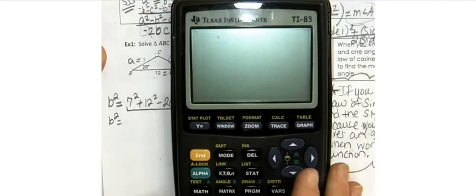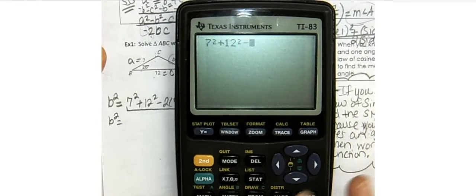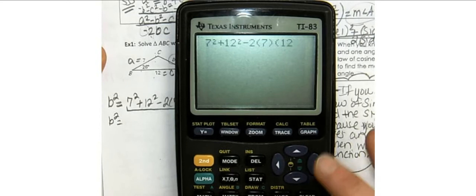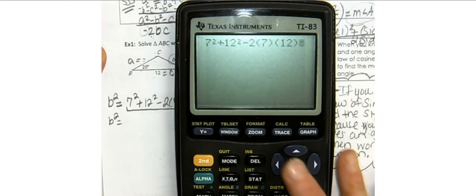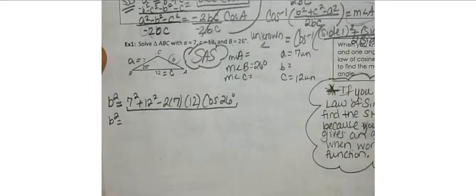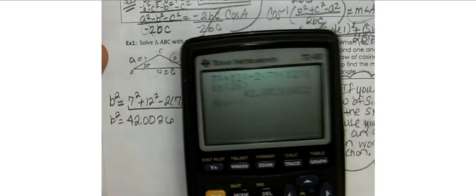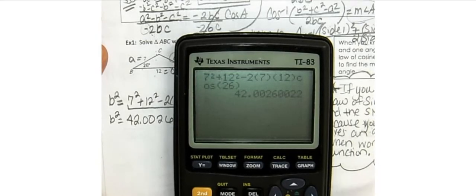So if I were to put into my calculator 7 squared plus 12 squared minus 2 times 7 times 12 times the cosine of 26 degrees, I'm pressing enter, and I end up with 42.00260022. So I'm just going to write 42.00, and then I'm going to write 26. I'm going to actually use the entire number that's located inside of my calculator, and I'm going to show you a shortcut for that in just a second.